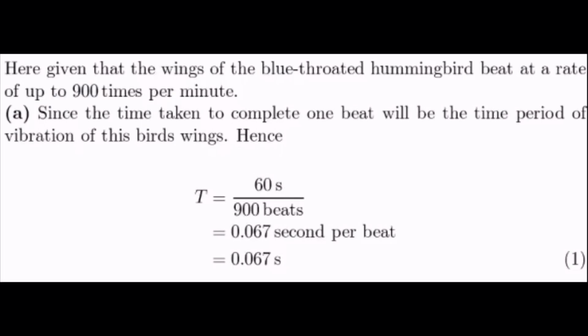To find the period of the motion, we are given that the wing of the blue-throated hummingbird beats at a rate of up to 900 times per minute. Since the time taken to complete one beat is the period of the vibration of the bird's wings, our time would be 60 seconds over 900 beats, and we would have the answer of 0.067 seconds per beat.